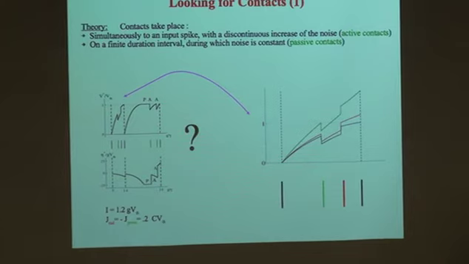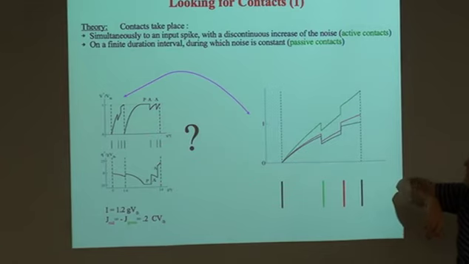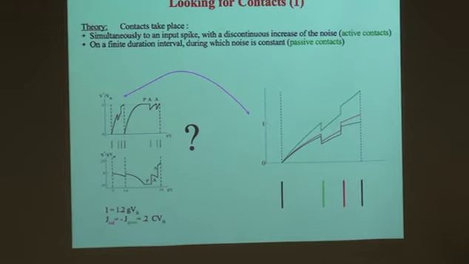The value of the noise after the contact will be larger than the value of the noise before the contact. I don't want to show all the mathematical details, but just believe me that you can show that. So it's a very simple rule. Or, second possibility, you get a contact in between two input spikes. So you have two consecutive input spikes, and you get a contact here during which the value of the noise is constant. But these are the two possibilities.